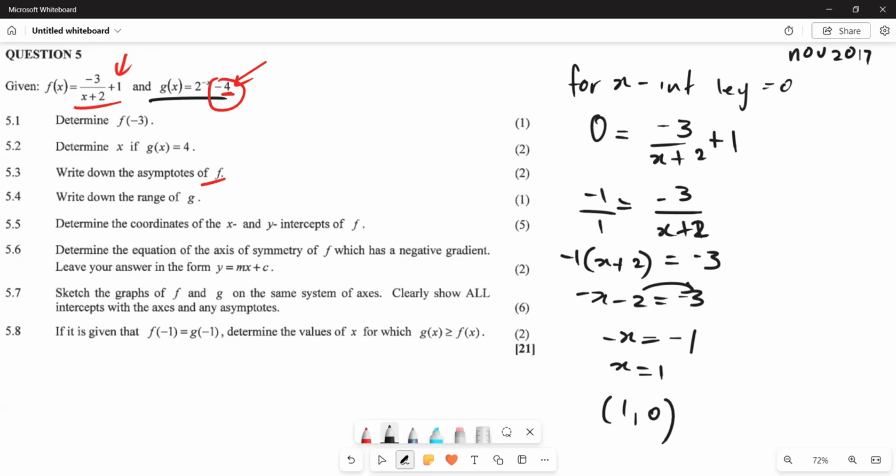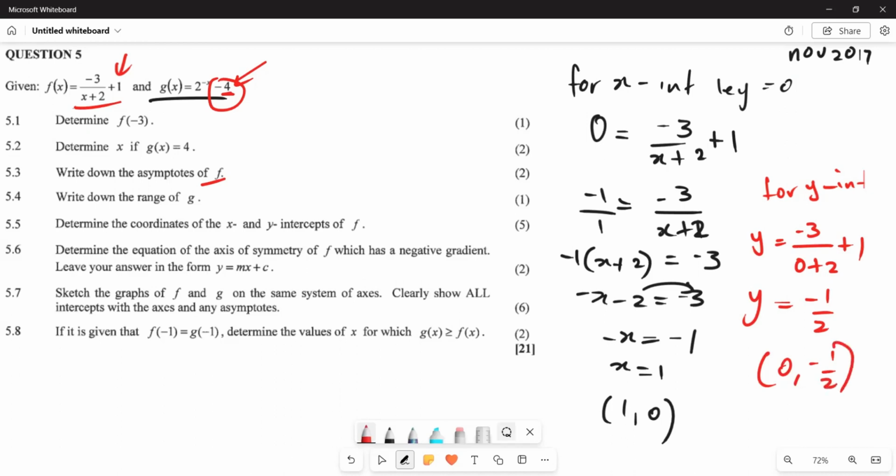Now, looking for y is going to be simple. For y-intercept, you let x be equal to 0. So y is equal to -3 over 0 plus 2, and then plus 1, which means your value of y is going to be -1 over 2. So that is going to be the value of your y, right? This is the same as 0 and -1 over 2, which is going to be your y-intercept for this particular graph, right?